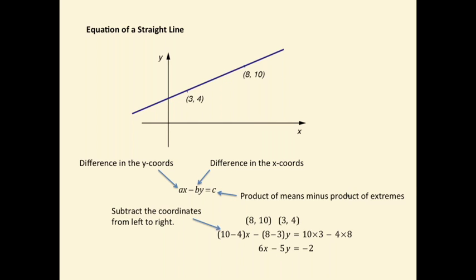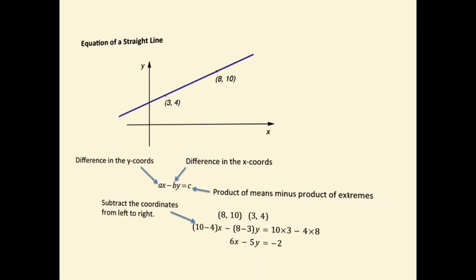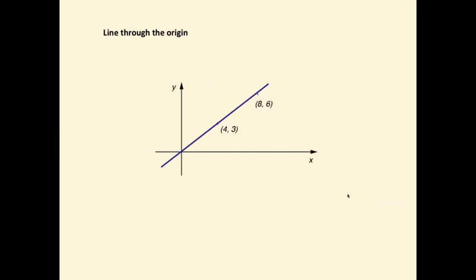Then I wondered, okay, what happens when the line passes through the origin like this? So here's a line with 2 points on it, 4, 3, and 8, 6. If we apply the same formula, the difference in the y coordinates is 3, the difference in the x coordinates is 4. So the equation will be 3x minus 4y. And then on the right, we find that 3 times 8 minus 4 times 6 is 0. So the independent term is 0.